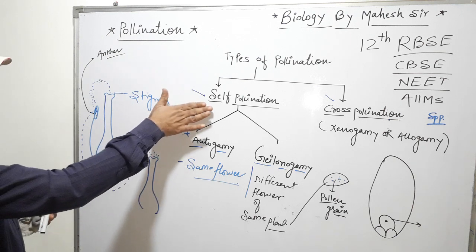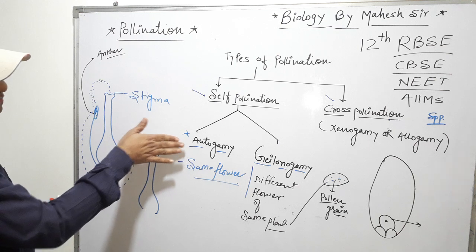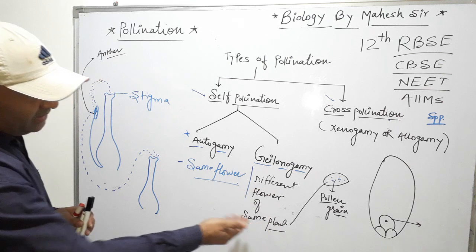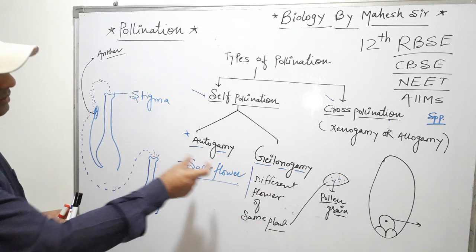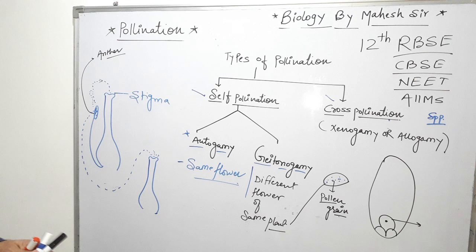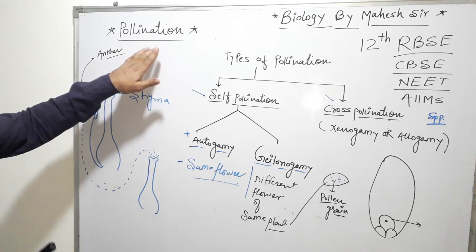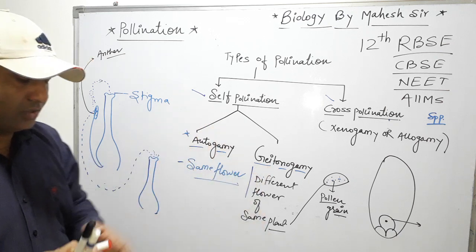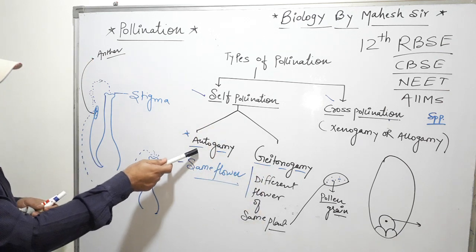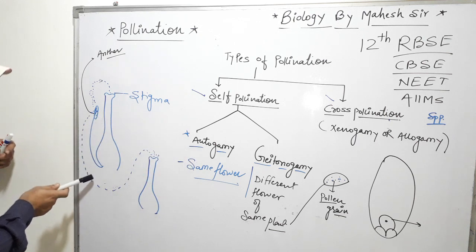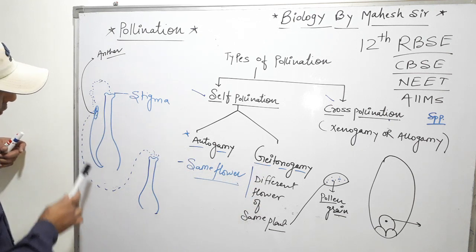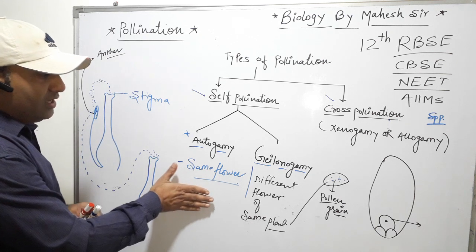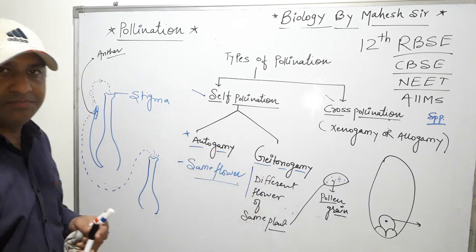So in self-pollination, the example of autogamy is the pea plant and some other vegetable plants, and then the example of geitonogamy is the maize plant. So it is self-pollination. Again, repeat: first is the definition of pollination and then types of pollination, in which self-pollination is further divided into autogamy and then geitonogamy. Autogamy means the transfer of pollen grain from anther to stigma of the same flower. Geitonogamy means the transfer of pollen grain from anther to stigma of another flower of the same plant. Example of autogamy is a pea and example of geitonogamy is a maize plant.